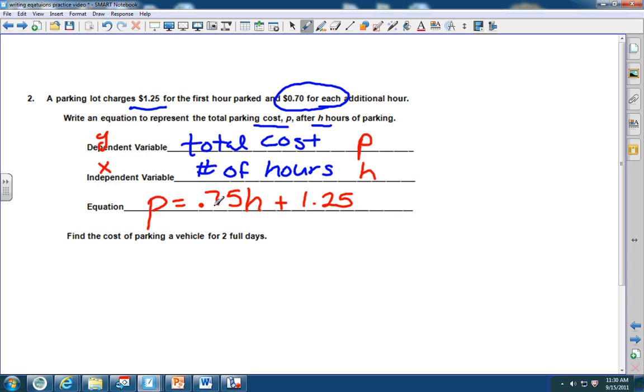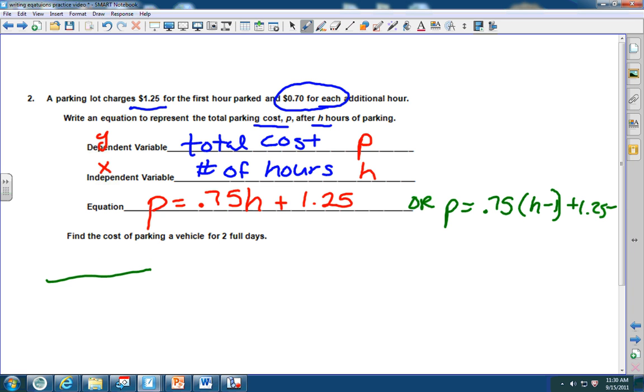First off, another way you could write it, which is a little bit more correct, would be to write P equals 0.70 times the hours minus 1. Well, why is it minus 1? Because the first hour is $1.25, plus 1.25. Now, we can write this either way, because now down here when we find the cost, first off, I've got hours and I've got the cost.